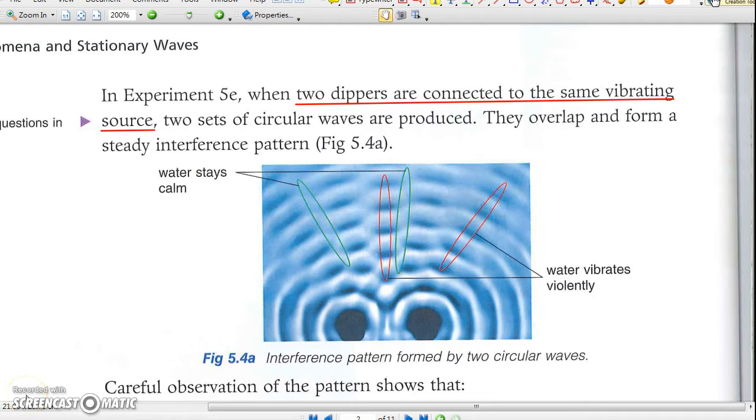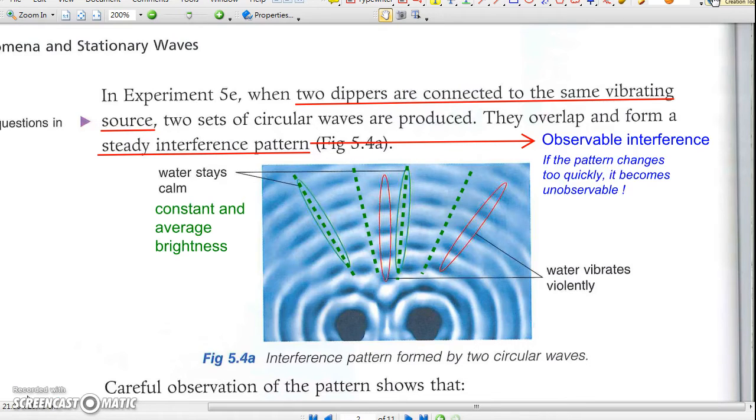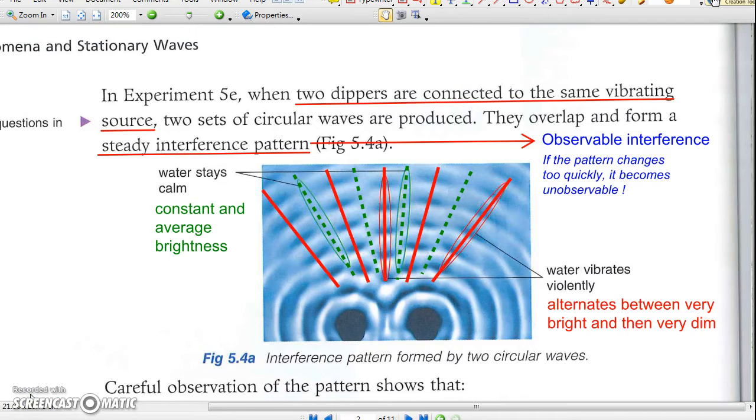From the experiment, we can see a steady pattern of alternating lines of uniform brightness and lines of fast-changing brightness. The lines of uniform brightness correspond to lines of calm water without any vibration. And the lines of fast-changing brightness have the water surface vibrating violently, changing from a crest to a trough and then a crest, and repeating very quickly. We call the lines of calm water nodal lines, and the lines of fast-changing brightness anti-nodal lines. Together, the pattern is called an interference pattern.